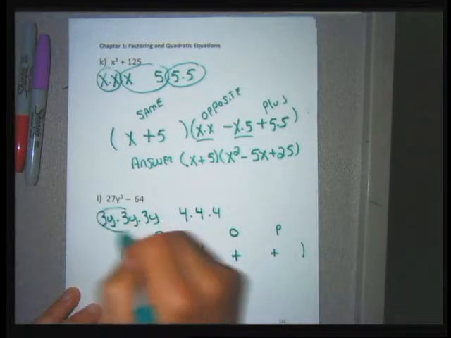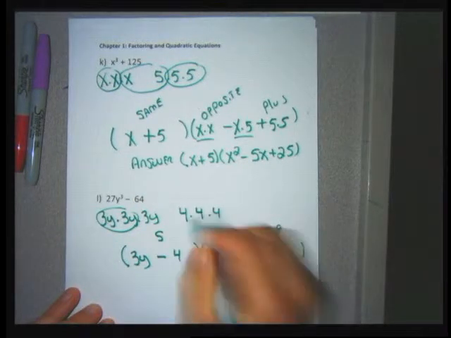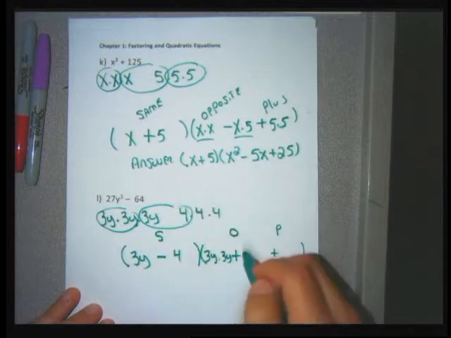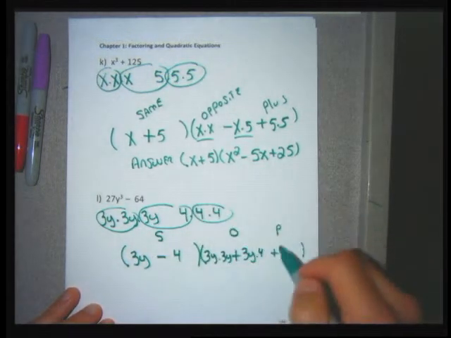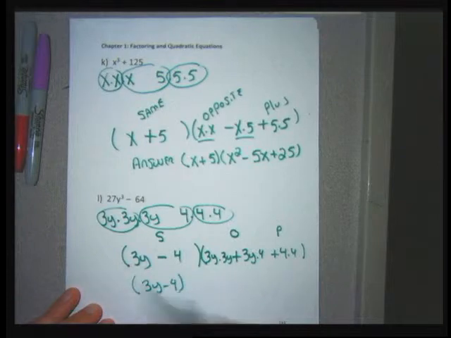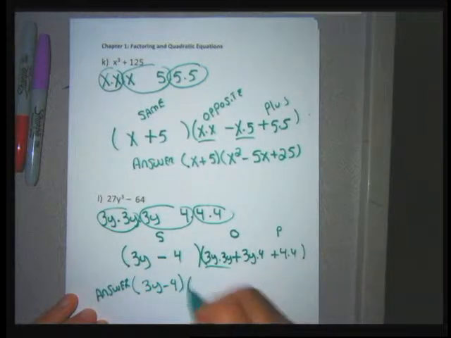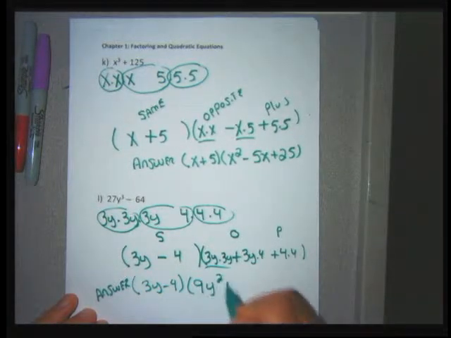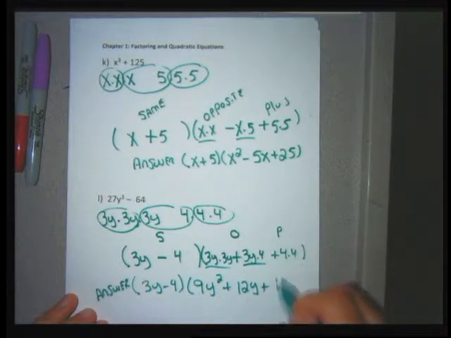Second parentheses, first pair is 3y times 3y. Second pair is 3y times 4. Last pair is 4 times 4. First parentheses stays 3y minus 4, ready to call something an answer. Second parentheses, 3y times 3y is 9y squared, 3y times 4 is plus 12y, and 4 times 4 is 16.